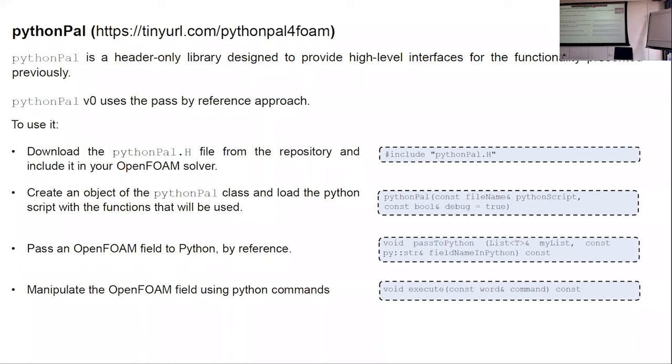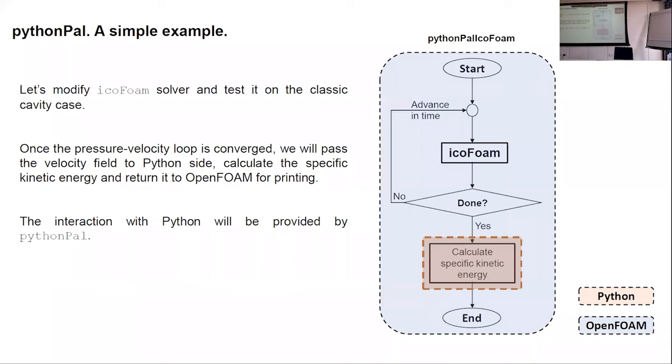All of this is done by using the pass by reference approach, so there is no overhead associated with it. And we are also sharing one of the tutorial cases. We call it the PythonPal icoFoam, because basically we took icoFoam, and after the simulation is done, we're passing the velocity field to the Python side with the PythonPal, and we're calculating the specific kinetic energy, so the velocity squared divided by 2, in Python.